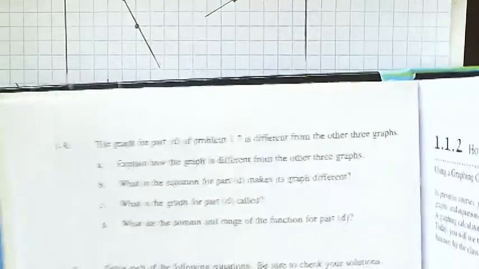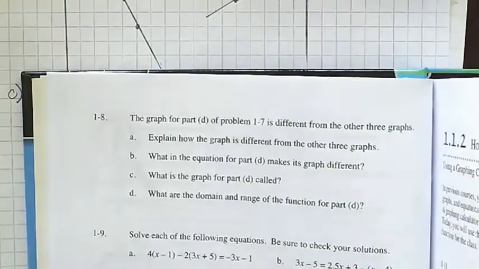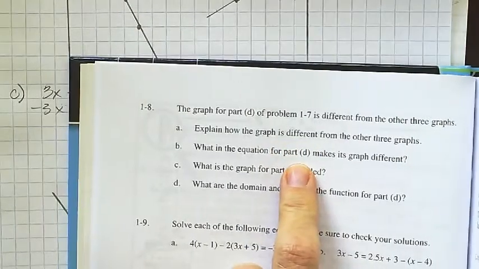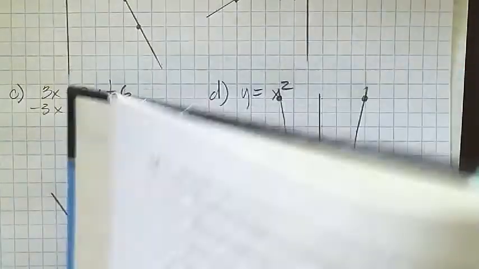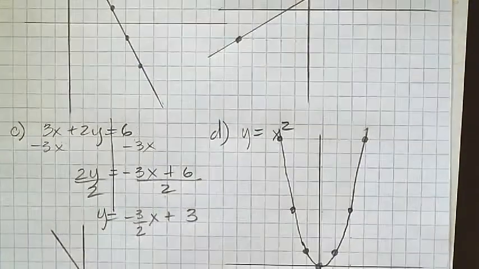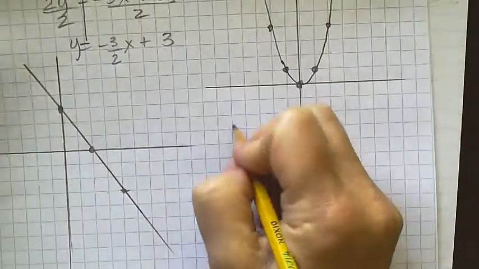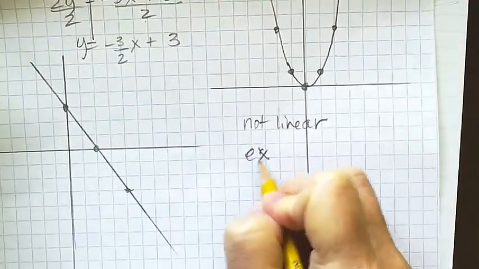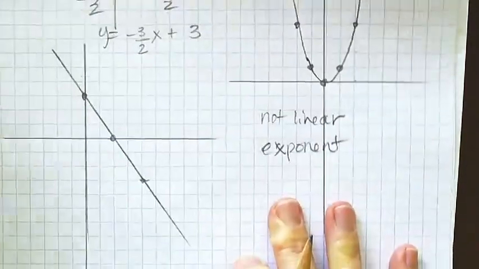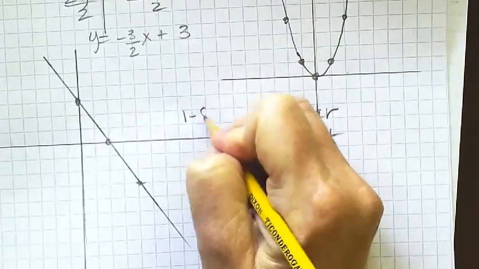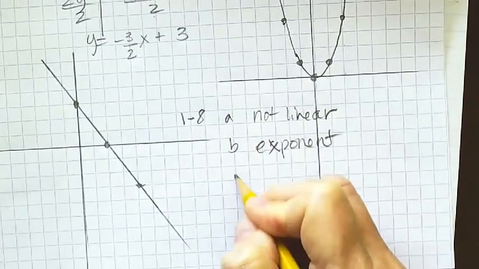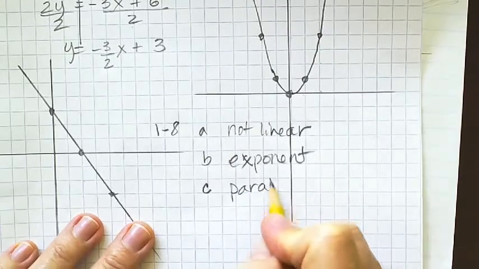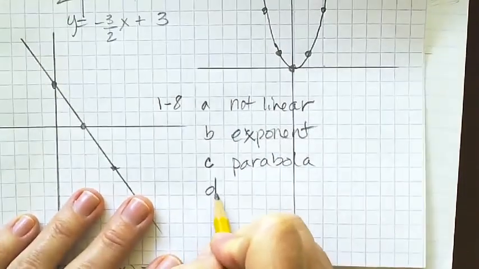For 1-8, it says the graph for part D is different from the other 3 graphs. Explain how it's different and what in the equation makes it different. Well, it's different because it's not linear, right? So you could just add on your graph paper, not linear. Makes it different because you've got an exponent. The other ones do not have an exponent. So this is 1-8, A and B. For C, it's called a parabola. It's asking us what is this called. This is called a parabola.